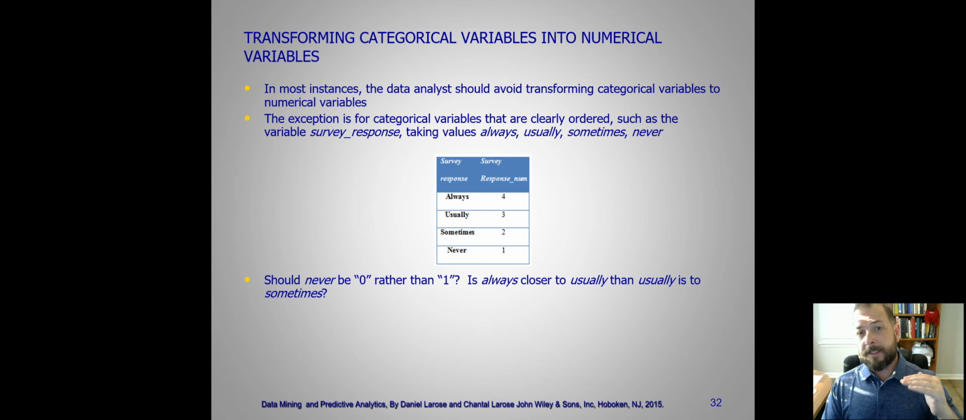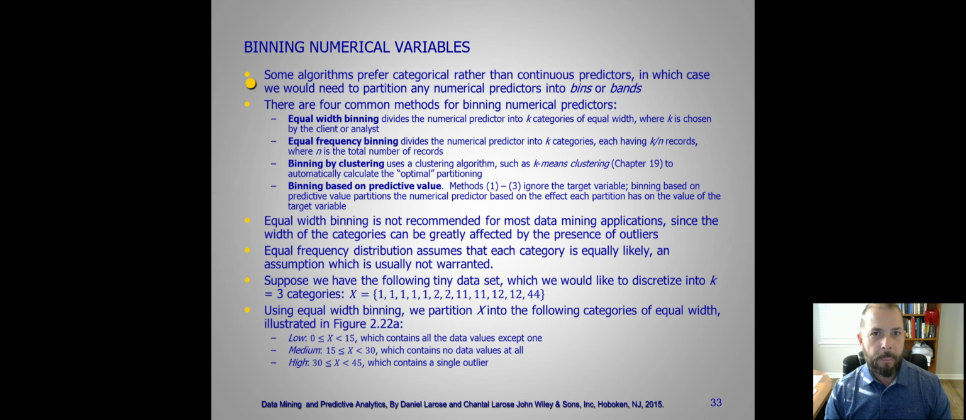So you might assign freshman the value of 1, sophomore the value of 2, junior the value of 3, and senior the value of 4. So there is a progression to those categorical variables that are clearly ordered. And oftentimes that's easy to do by assigning numerical values to them if they're ordered in that way.